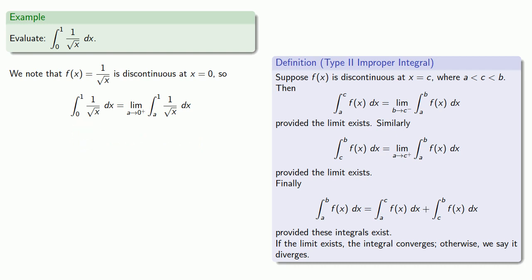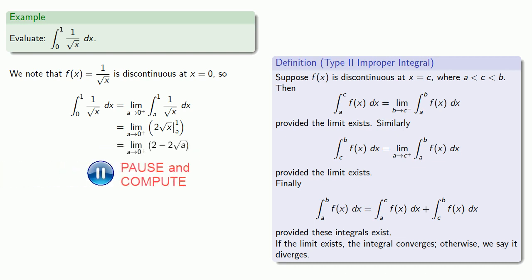So we'll find our antiderivative. We'll evaluate it. Then we'll take the limit. And since the limit exists, the integral converges to this value.